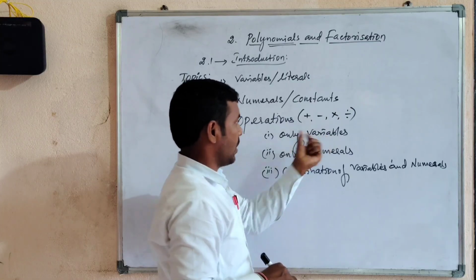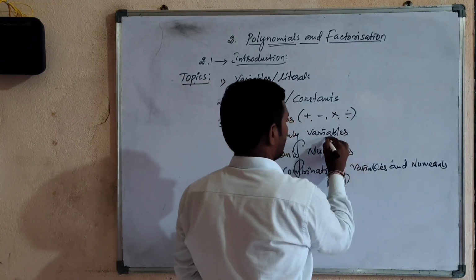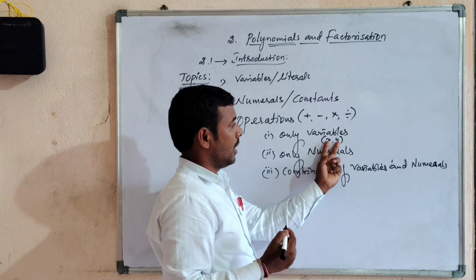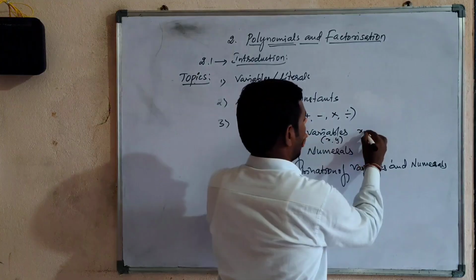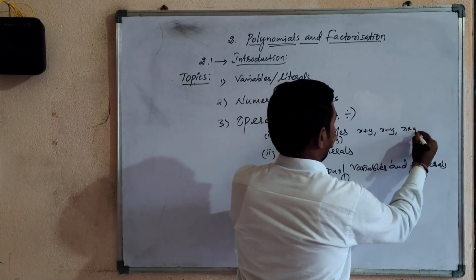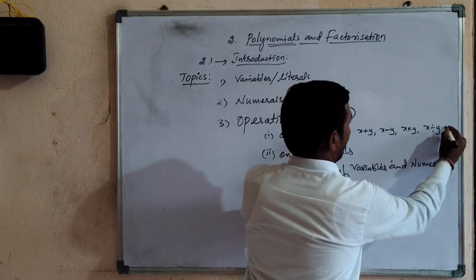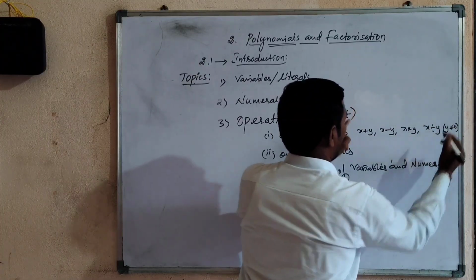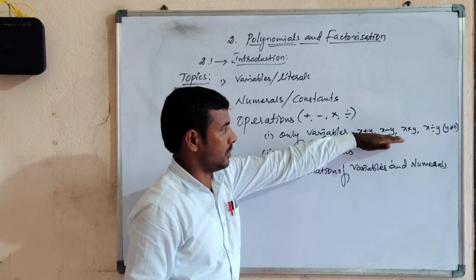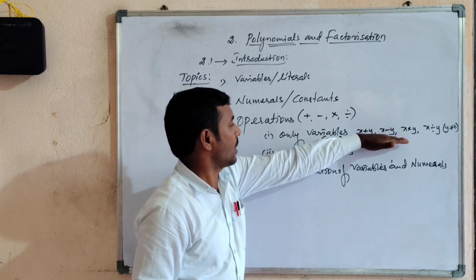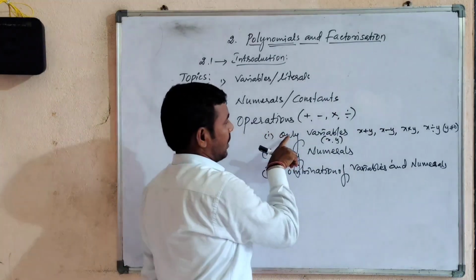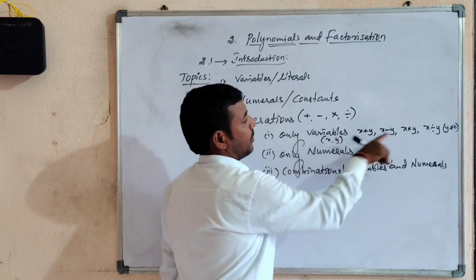Now I am taking two variables, x and y. Now I am connecting the operations: x plus y, x minus y, x into y, x divided by y, where y is not equal to 0. I got a few more details based on operations connected only to variables.